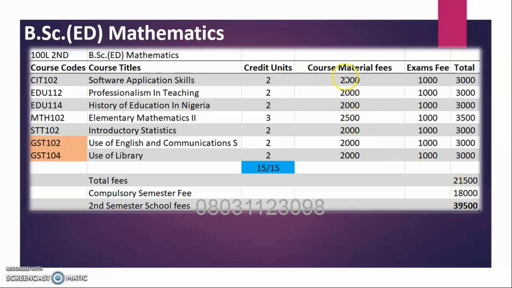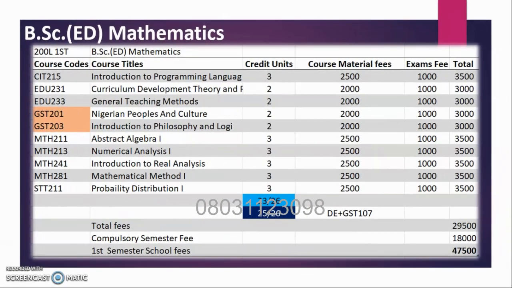The course registration fee is the payment for course materials. That's why I wrote it as course material fee. It's known as registration fee generally, but that's what you are paying for, course materials. For each course, you pay for course material, you pay for exam for that course, and they amount to either 3,000 or 3,500 usually for each course.